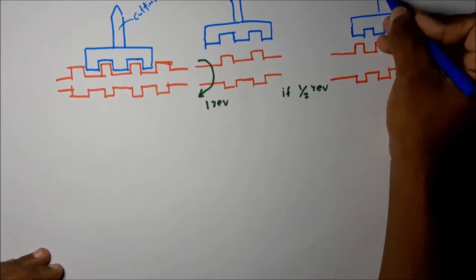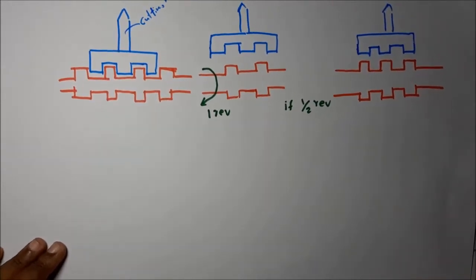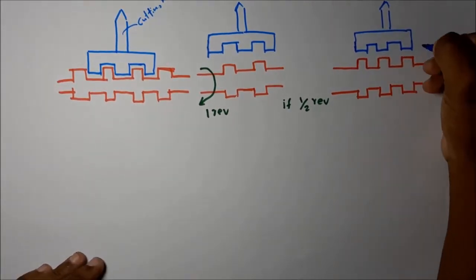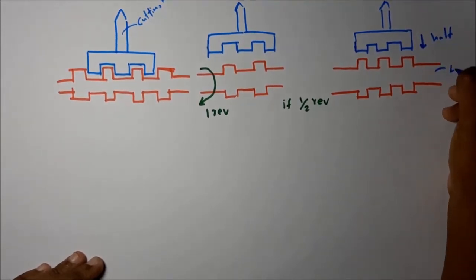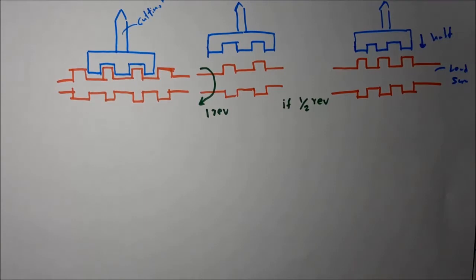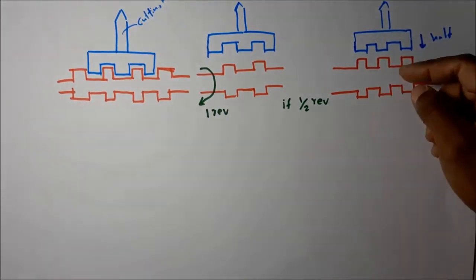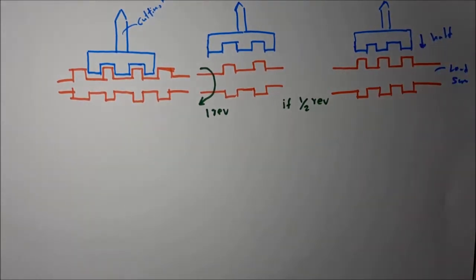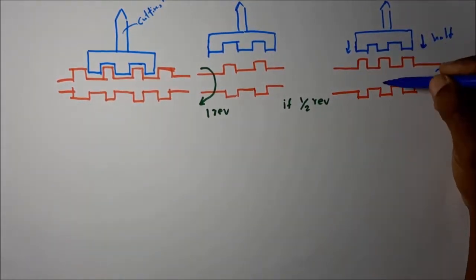So can we engage the tool now? Can we engage the tool to the half nut to a lead screw? We can't. If from this position it rotates half a revolution, it will come to this kind of position. In this situation, we can't engage this half nut to a lead screw.